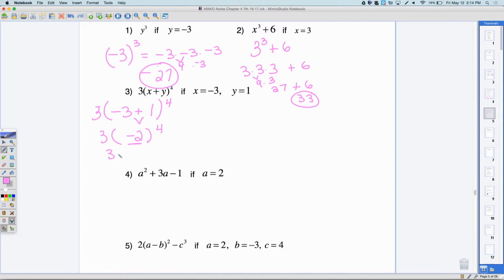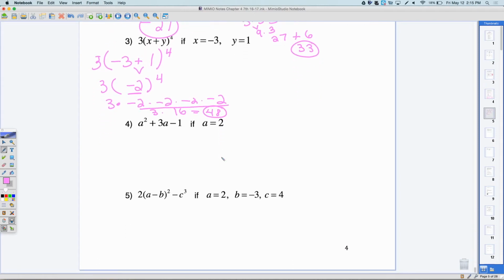Since the negative 2 is in parentheses, that means it's 3 times negative 2 times negative 2 times negative 2 times negative 2. The negative 2 is being repeated 4 times. Since there are 4 negatives, our answer is going to be positive. So, our 4 negative 2's equal a positive 16. 3 times 16 gives you 48. Since multiplication is commutative, you can change the order of your multiplication.